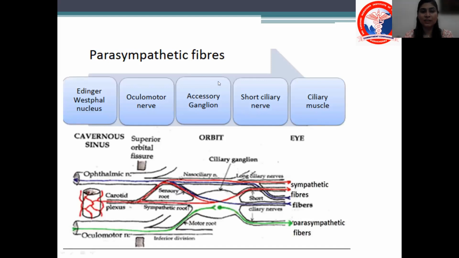Now the parasympathetic nervous supply derives from the Edinger-Westphal nucleus via the oculomotor nerve. It goes to the accessory ganglion, and then via the short ciliary nerve, it goes to the ciliary muscle and supplies the ciliary muscle. This is the oculomotor nerve we are seeing, and along the inferior division, it goes to the accessory ganglion. Then via short ciliary nerves, they are supplied to the ciliary muscles.